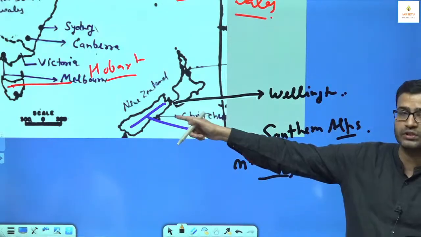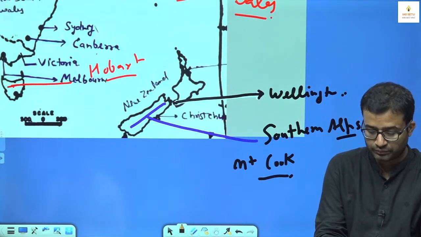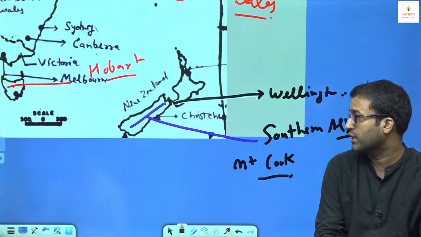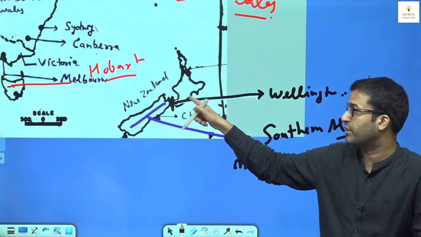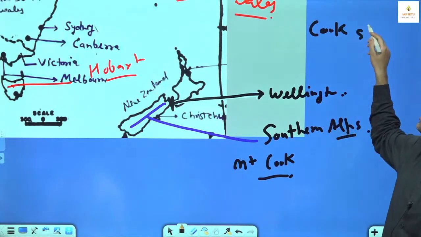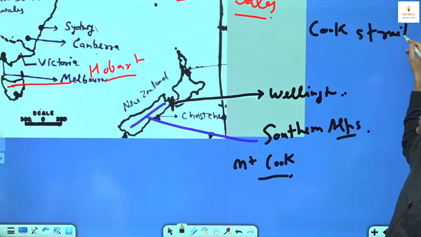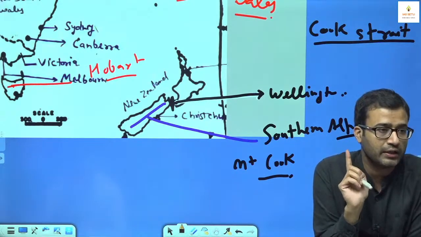Its height is more than Kosciuszko. So we have this Mount Cook. There are quite a few Cooks in New Zealand. There is a Cook Strait also. Here is the Cook Strait, which separates North Island from South Island. And we have done Cook Island.